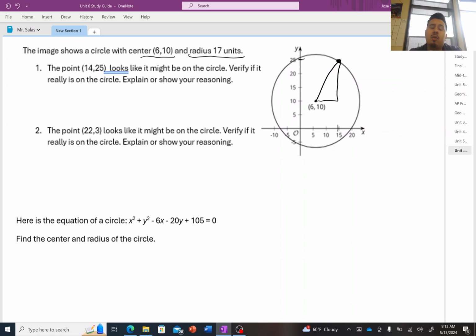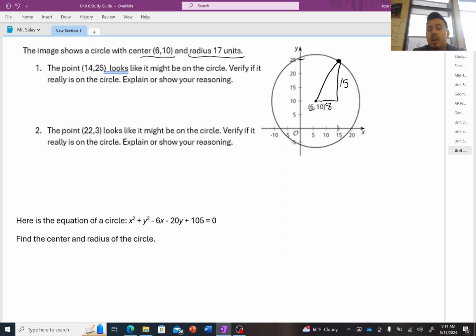So we can form a triangle on our circle. To get from 6 to 14, how many units is that? That's 7? No, sorry, my math is not mathing. That's 9. Sorry, that is 8. 8 to get to 14. And then to get from our y value from 10 to 25, that's 15.